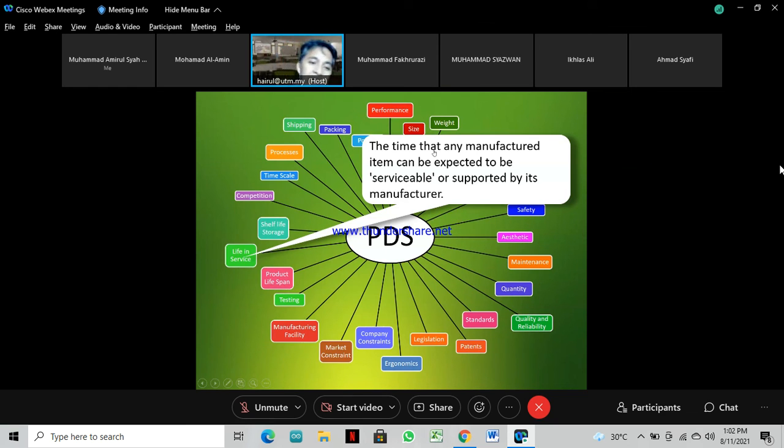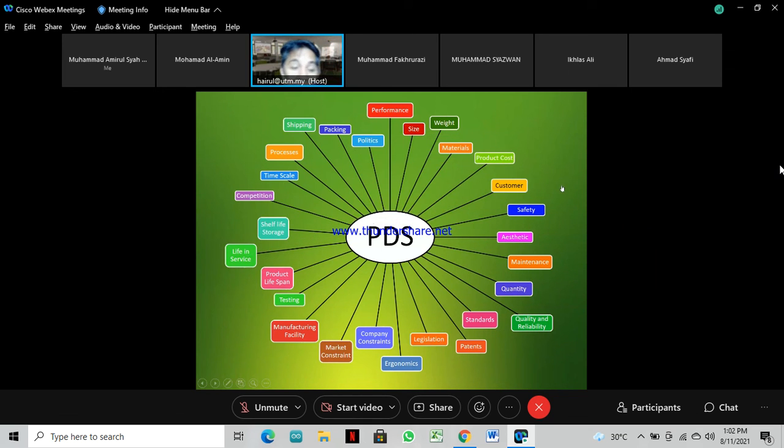You kena put statement sini lah, berapa, for how many years, this machine that you design, it can be serviceable. How many years it can be serviceable. Biasa ada third party vendors can. That's why kita kalau boleh kita try to use all standard component. Lot ada vendors who can ni lah. Ada third party yang boleh produce. Okay. Shelf life storage.